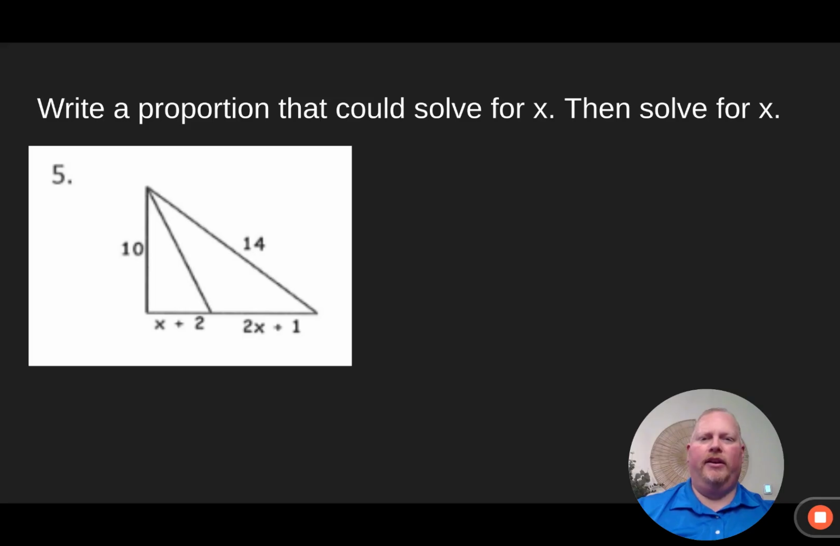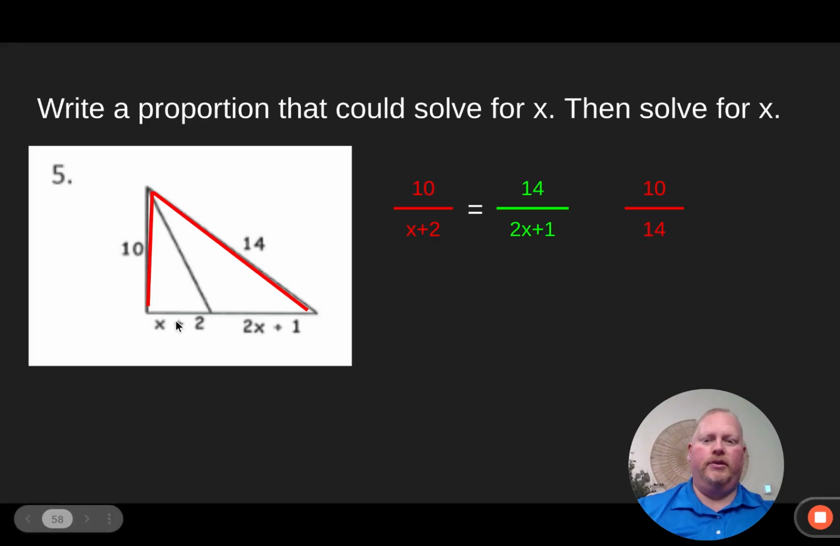Question number 5. This is that triangle angle bisector problem. So I'm going to choose to start with the 10. And I can set it up as 10 over x plus 2 equals 14 over 2x plus 1. Or alternatively, I can start with the 10, and instead of staying on the same side, I can go to the opposite side and go 10 over 14 equals x plus 2 over 2x plus 1.